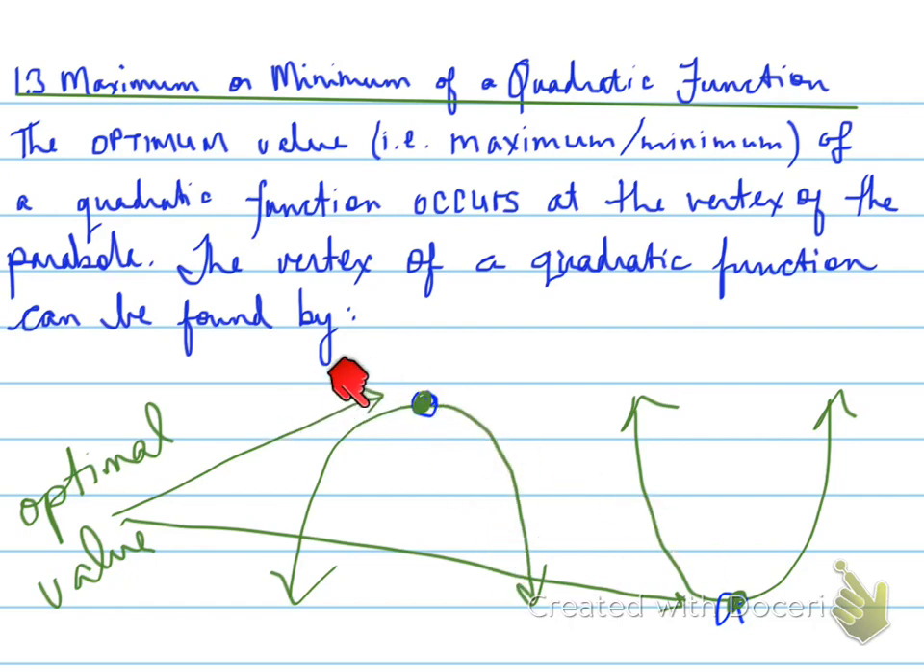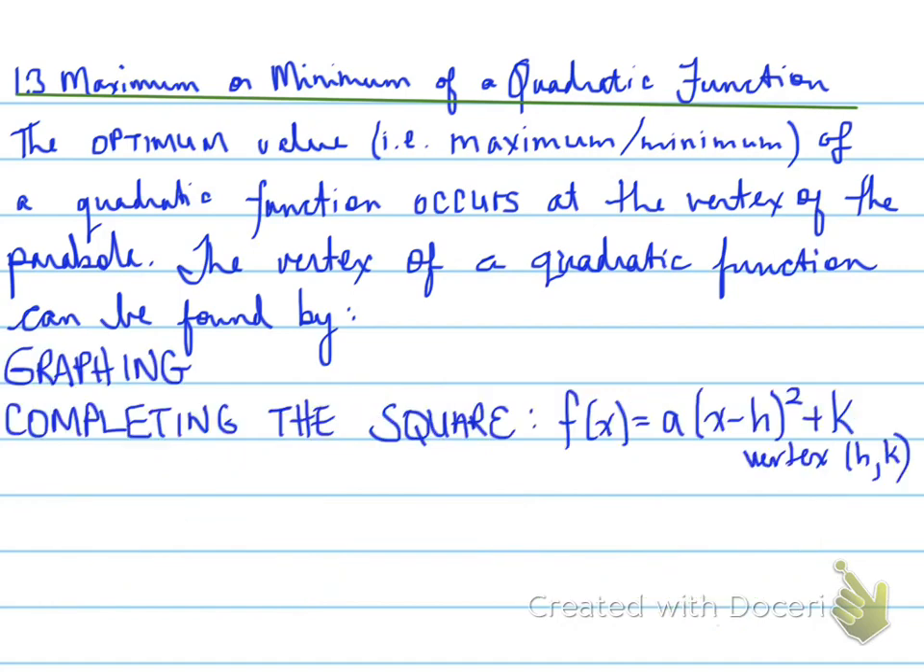You can find that optimal value. Where is it located? Again, it's located on the vertex. When the graph is opening down or when the graph is opening up, you will always be able to find the vertex of a parabola. Now, how can you find the vertex of a parabola? Well, that is by graphing or completing the square.